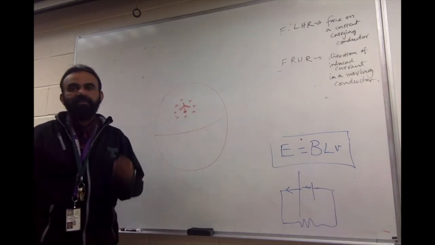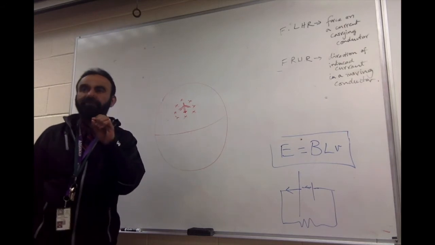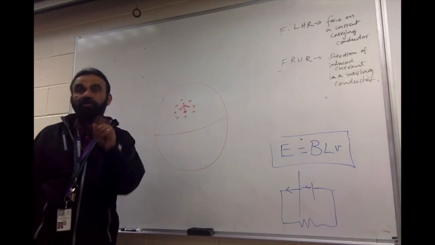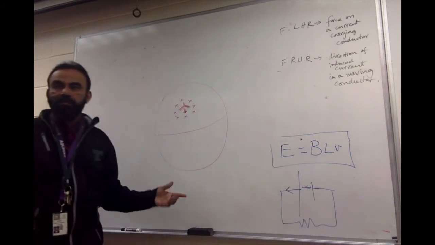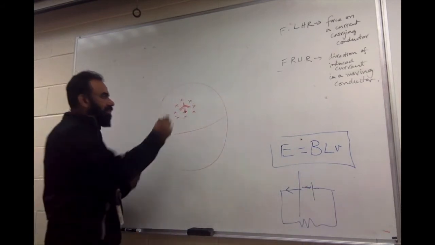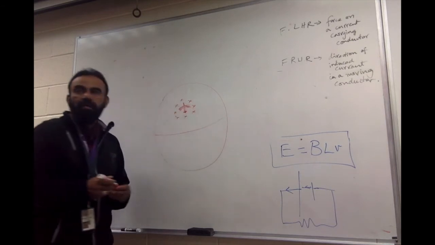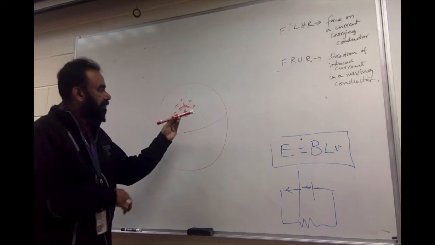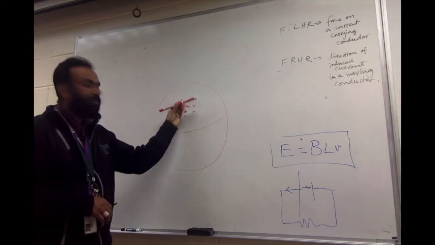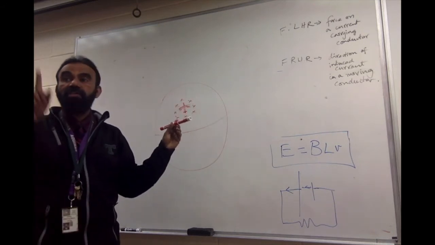Well, current is not going to be produced, but EMF will be produced. For current to be produced, you need a complete loop. But there's no complete loop. This is just the wing. So when the wing is going like this, which way is the induced current is my question.